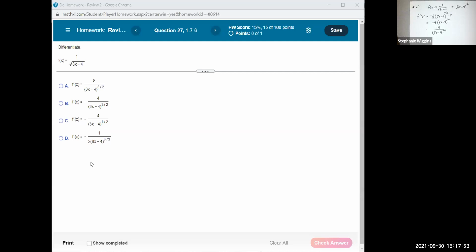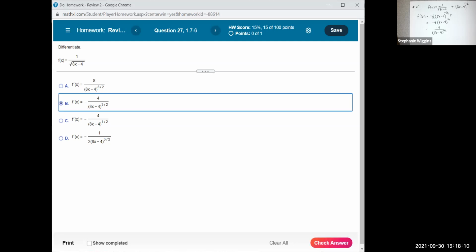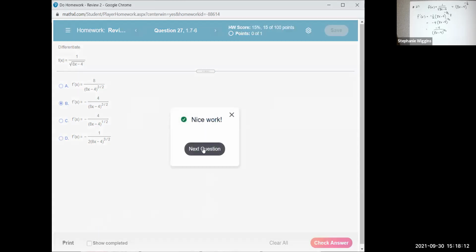It looks like it's this one up here. No, hold on. Right here, negative 4 over 8x minus 4 to the 3/2 power. That's the one that matches my answer. Okay.